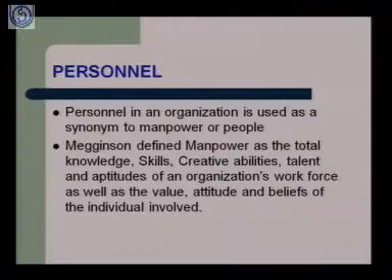I will now come to the word personnel. Personnel in an organization is used as a synonym to manpower or people. They all work together, and only then does the organization run. And one of the experts, Megginson, defined manpower as the total knowledge, skills, creative ability, talent and aptitude of an organization's workforce, as well as the values, attitudes and beliefs of the individuals involved.